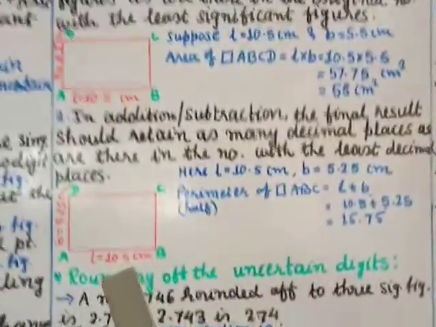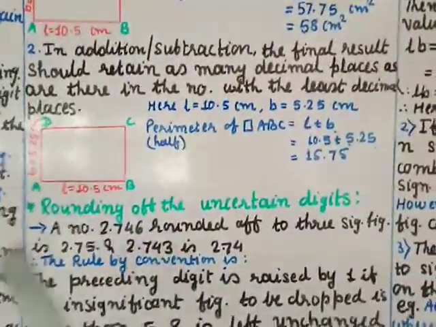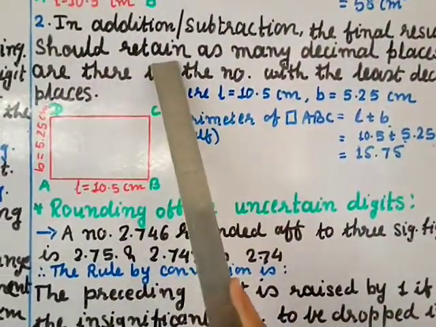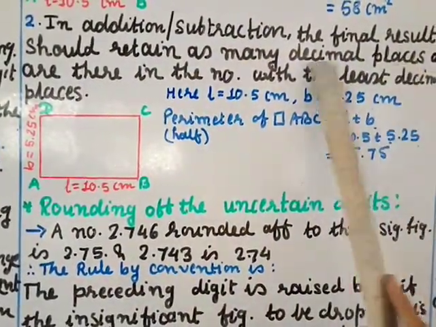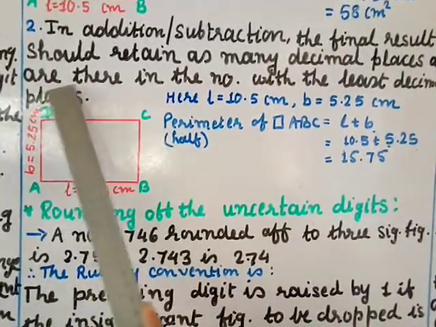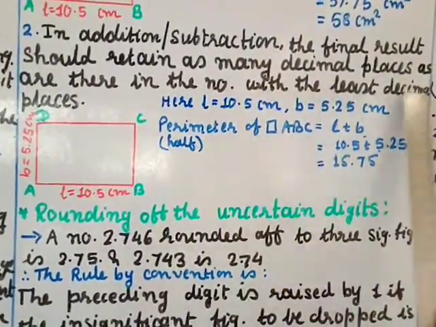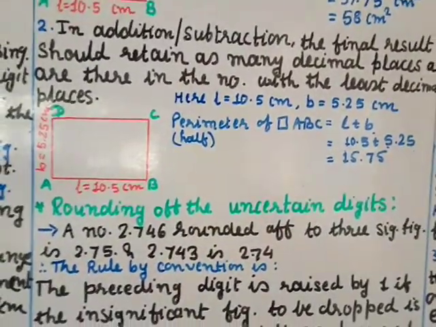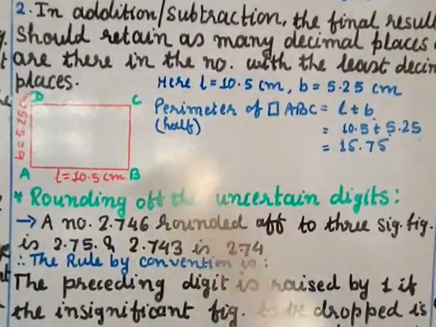Next we have the rule for addition and subtraction. In addition and subtraction, the final result should retain as many decimal places as are there in the number with the least decimal places. So the number of decimal places which is the least, that you have to take in the final answer.